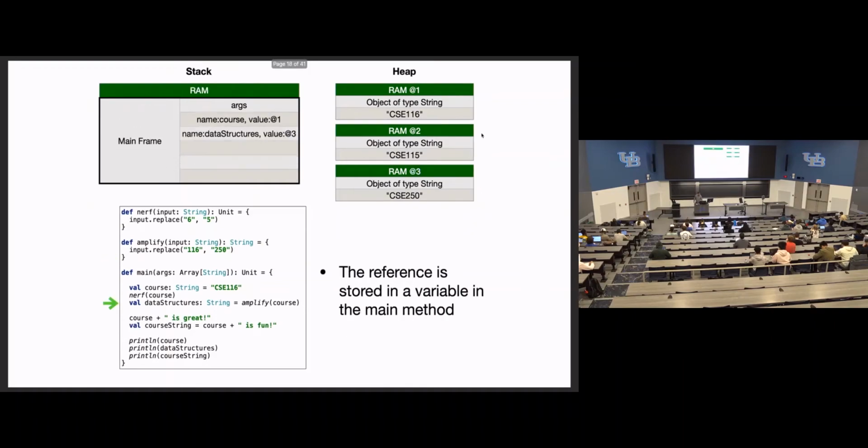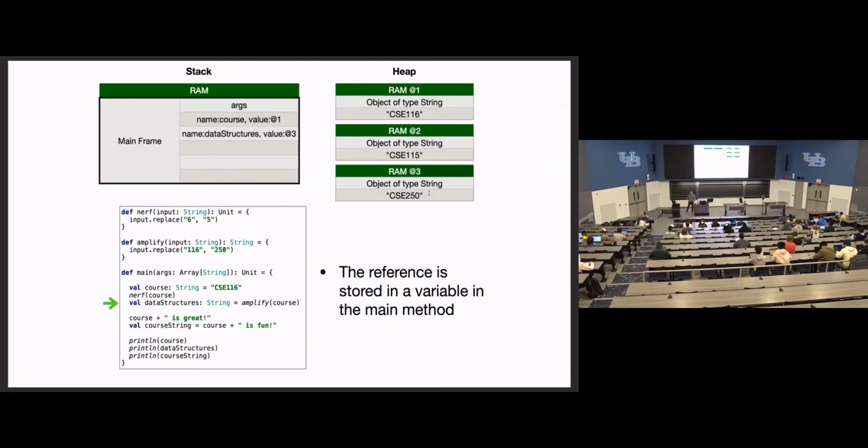And then we're actually going to store that in a value on the stack as well. So we're going to create a value named data structures and assign it the return value of the amplify method, whatever that stack frame returned, which is this object right here. We actually have access to that on the stack now.